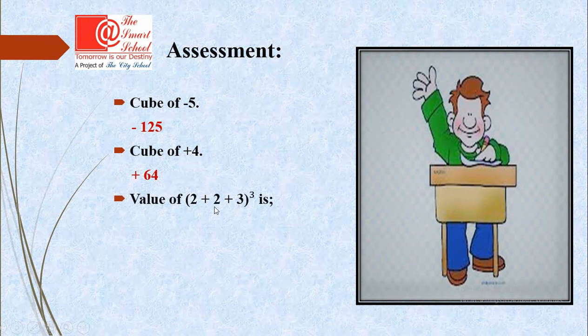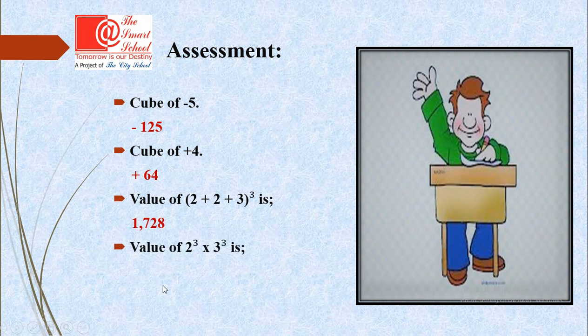Now the value of 2 plus 3 cubed is, you can add up or you can find the cubes separately, then you can add, and the answer will be 1728. And the last one is the value of 2 cubed into 3 cubed, and it is 216. I hope all of you have done it correctly.